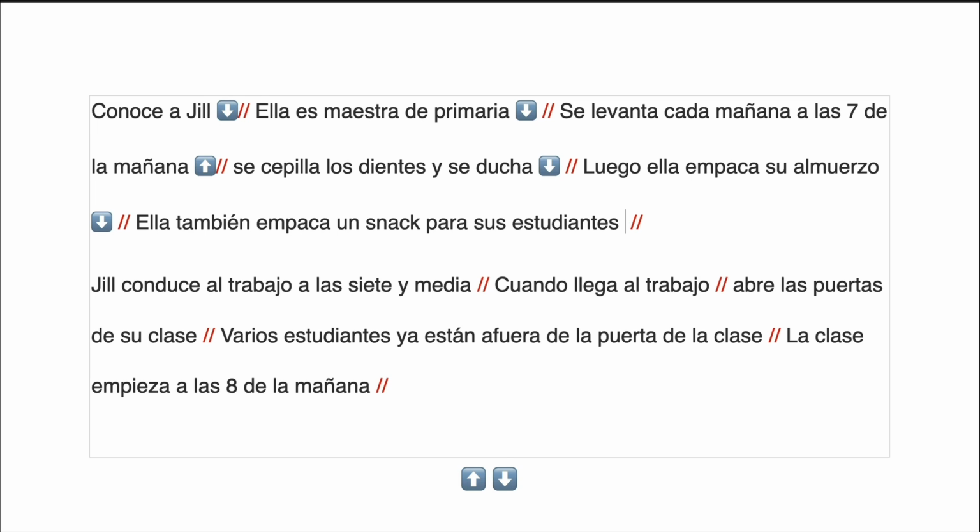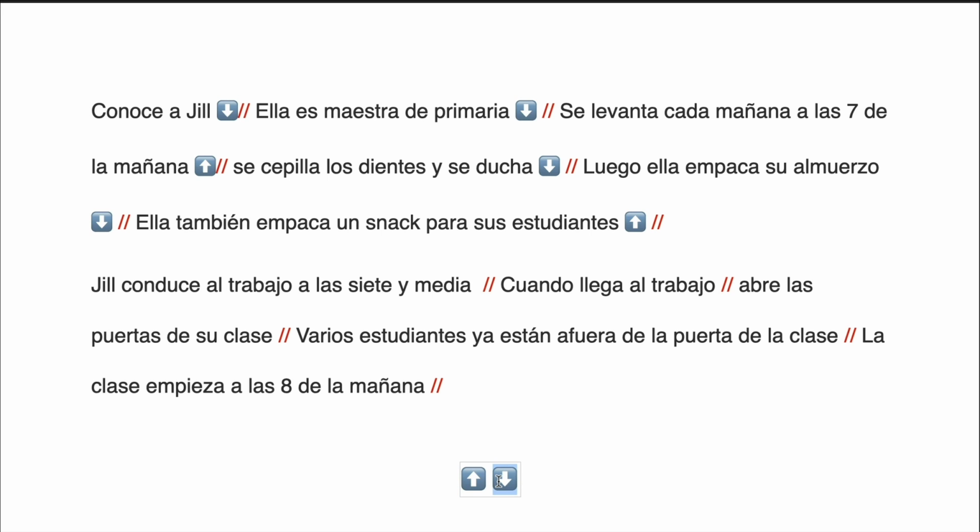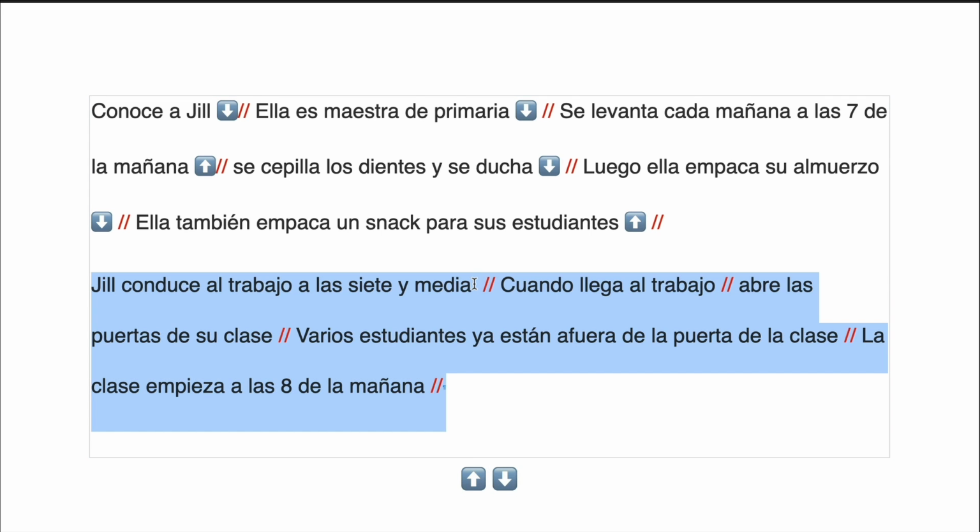Empaca un snack para sus estudiantes. So this is more like an exclamation. She's saying later she packs her lunch. She also packs a snack for her students. All right? Jill conduce al trabajo a las 7:30. We go down again. Oops. Sorry about that. Go down.